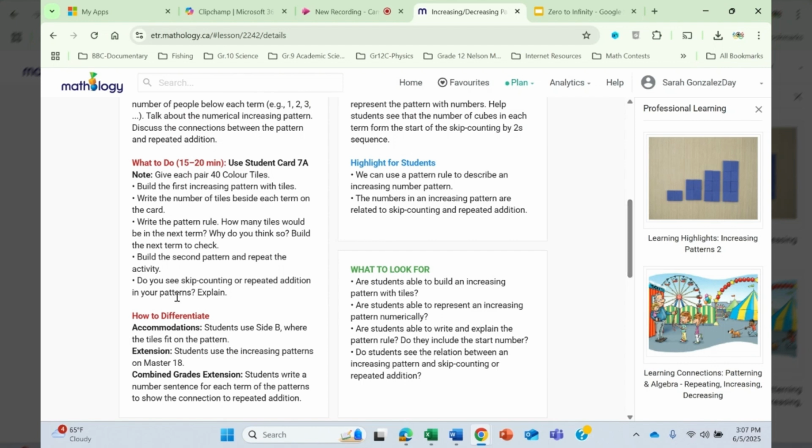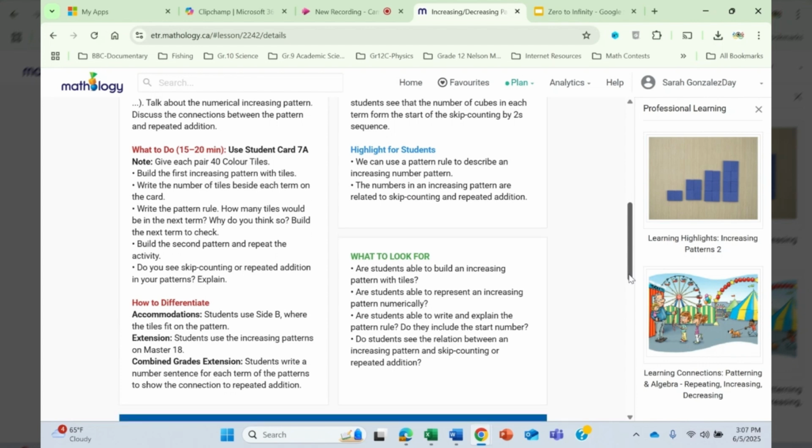For your students that need some accommodations, they give some differentiation ideas here. So if you have students that need accommodations or ones that need extensions, that maybe this was really easy for them and you want to give them an extension, they give you some ideas for that as well.